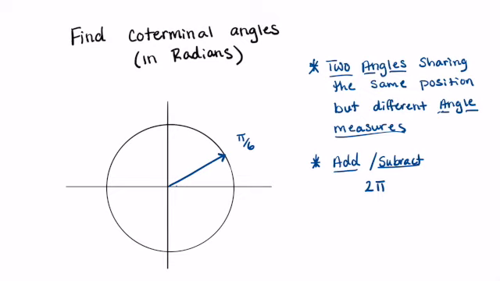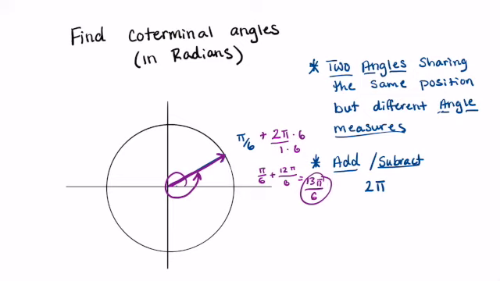If we had this blue angle that represented pi over 6, I could have another angle that shared the same position, but was one full loop around. So pi over 6 plus 2 pi, and when we add fractions, we need common denominators. That gives me pi over 6 plus 12 pi over 6, giving us 13 pi over 6.